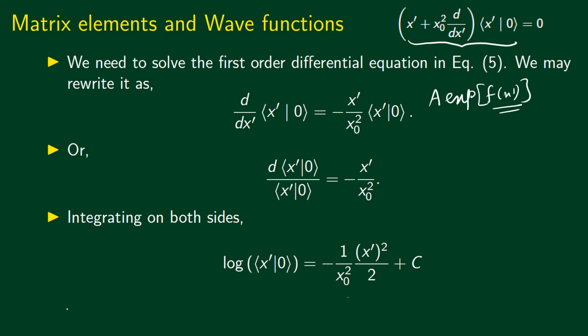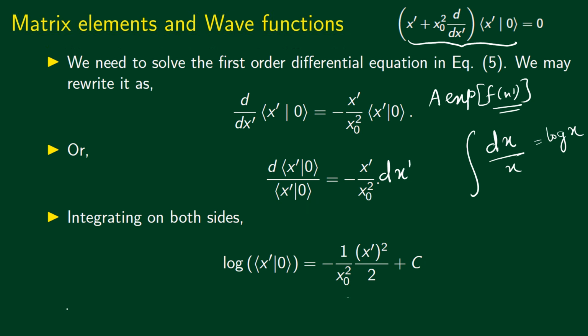So this equation can now be written as d of ⟨x'|0⟩ divided by ⟨x'|0⟩ is equal to, bringing this to the left side and the dx prime to the right side, minus x prime divided by x0 squared multiplied by dx prime. Now it's easy to integrate on both sides, because what we have on the left side is of the form dx by x, and the integral of dx by x is log of x.